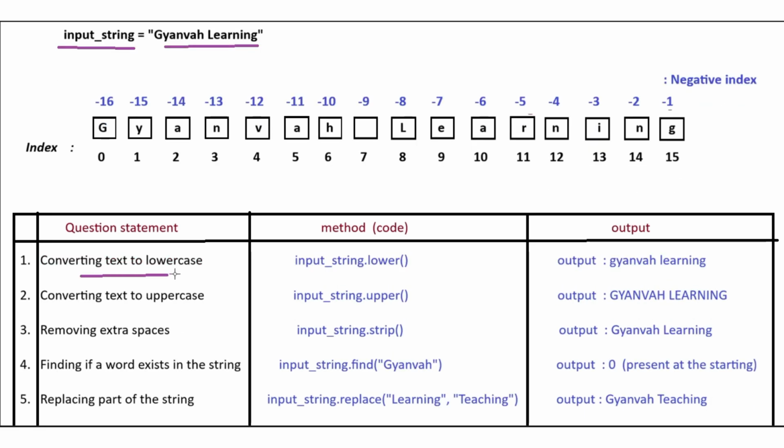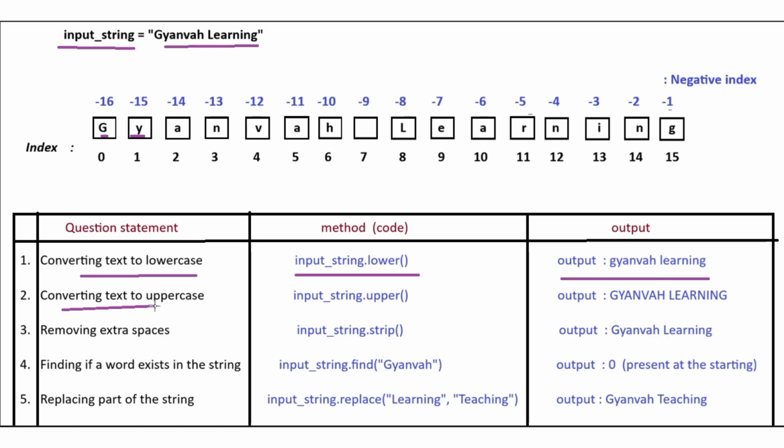Converting text to lowercase. Sometimes text comes in mixed cases. Some letters are capital, some letters are small. If we want everything in lowercase, Python provides a method for that. When we convert Gyanvah Learning into lowercase, it becomes gyanvah learning. Every single character that has an uppercase form becomes lowercase. This is extremely useful when you want to compare text because lowercase comparison is always consistent.